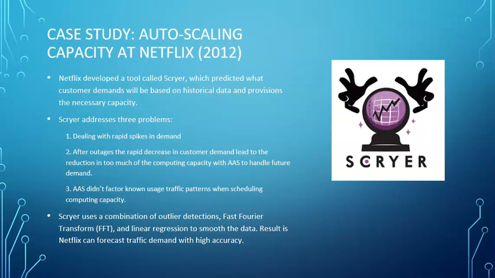So how did it do this? It used a combination of outlier detection, FFT, and linear regression to smooth out the data. The result was that Netflix can forecast traffic demand with really high accuracy, and thus make sure their services are available to everyone, with fewer outages and less downtime. So, as we were talking about before, we're going to pass this over to Tyler and let him finish it up for you.